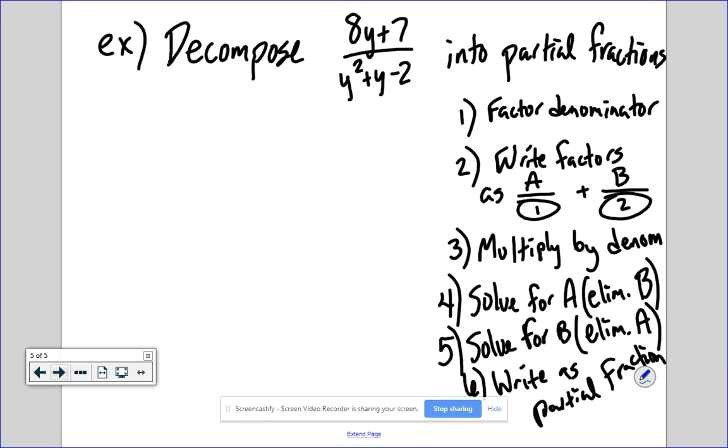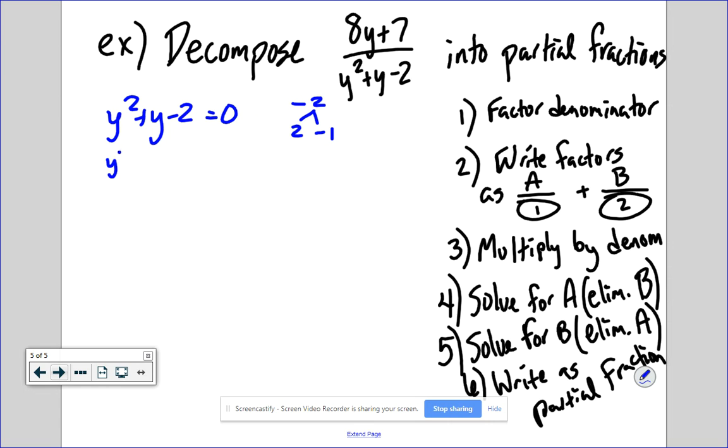So, what is my denominator first up? Y squared plus y minus 2. Okay? So step one is to factor that. So we set that equal to 0. And we're going to do the AC method. So if I do AC, A times C, what do I get? Negative 2. Give me two numbers that multiply to negative 2 and add to positive 1. 2 and negative 1.